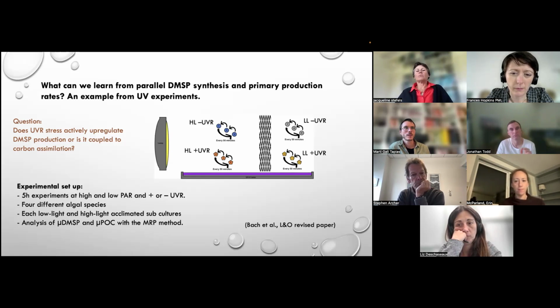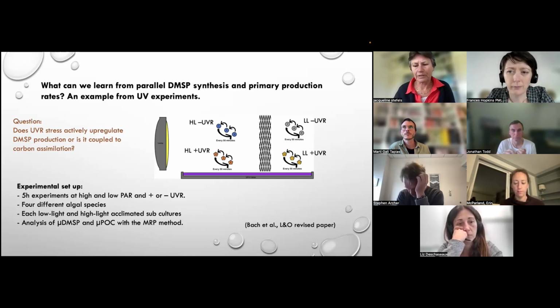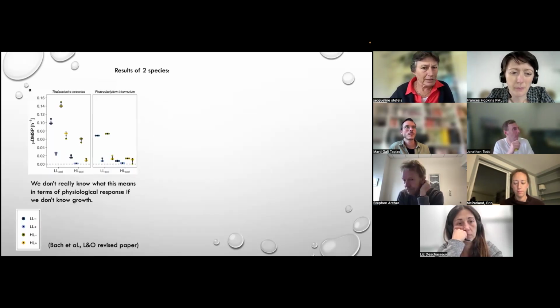to see if maybe, if you culture organisms for a longer period of time at high light, it adapts its DMSP production and then responds differently. So I'm not going to give you all the details of this paper, because that's a bit too much, but I decided to give you at least a snapshot of 2 species.